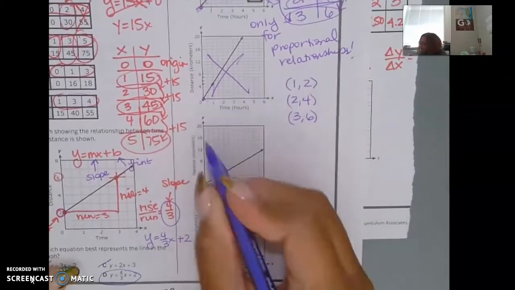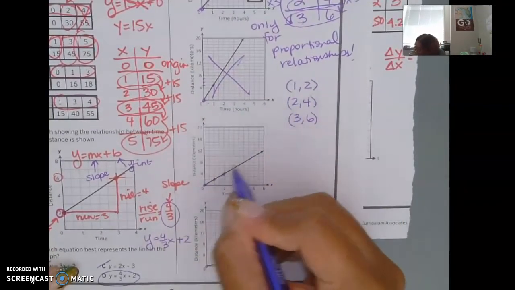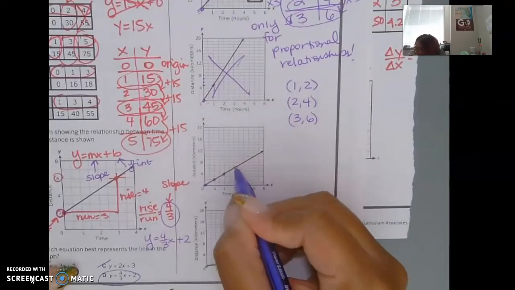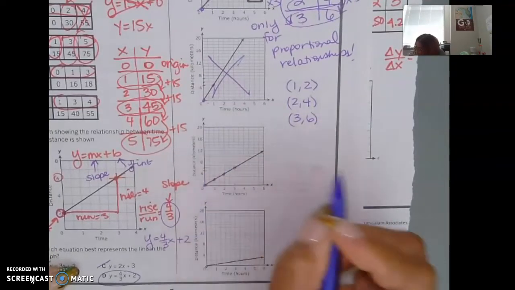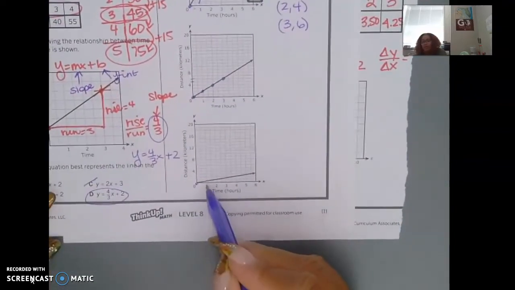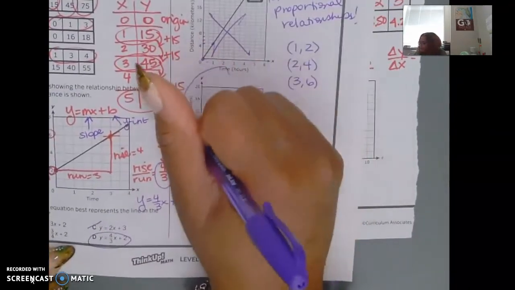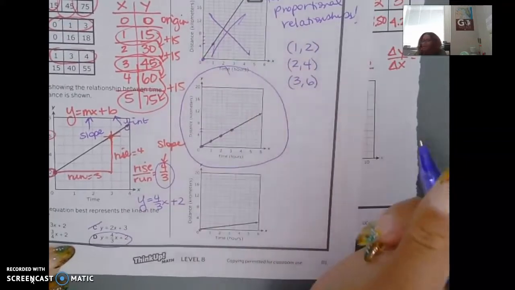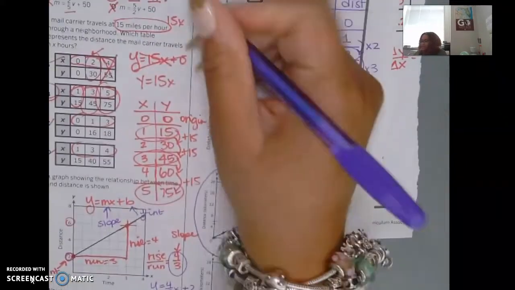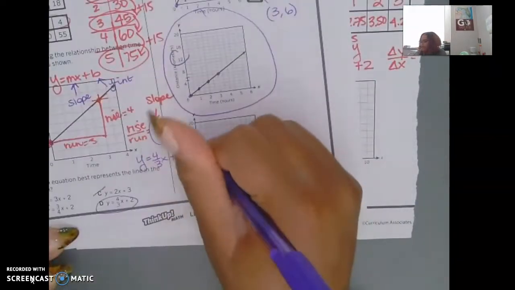I need to run 1 and jump 2. Run 2 and jump 4. Run 3 and jump 6. 4, 5, 6. This looks like it's it. And then down here, run 1 and jump. This doesn't even get to a whole. This is 0.5. So this has to be my answer here. And if I were choosing these answers in Skyward, this would be A, B, C, and D.